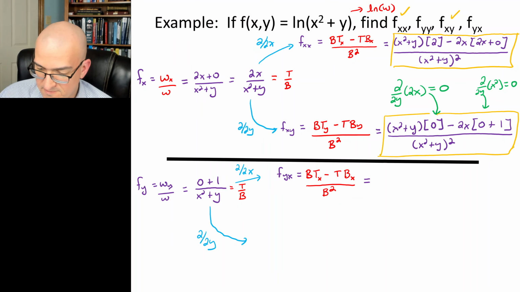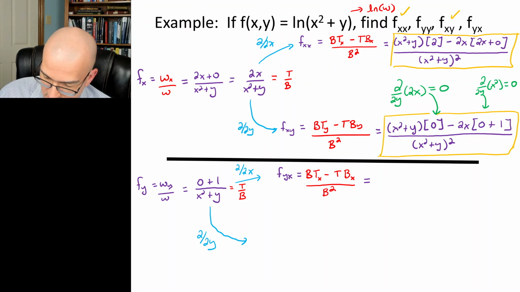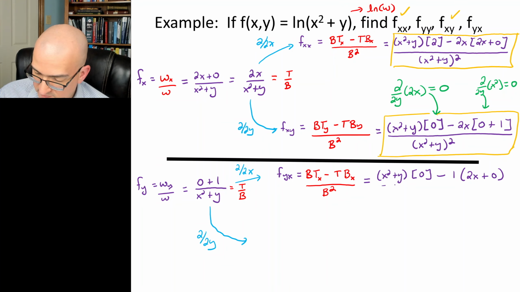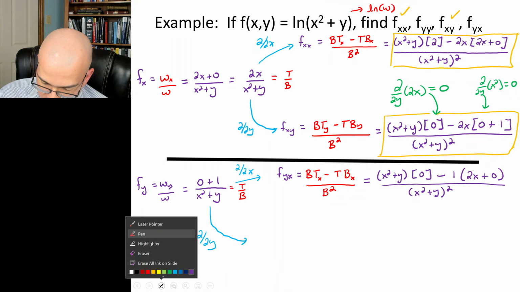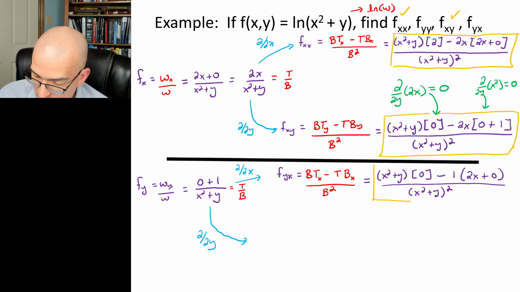So just a reflex to put the prime, but you have to fight it. Okay, bottom function, x squared plus y, times the derivative of the top with respect to x. The derivative of 1 is 0. Minus the top function is 1, times the derivative of the bottom with respect to x, so 2x plus 0, all divided by the bottom squared, x squared plus y all squared. Now compare that to what you have directly above it. They are identical. So again, fyx is the same as fxy.